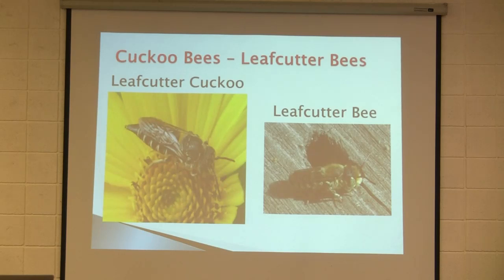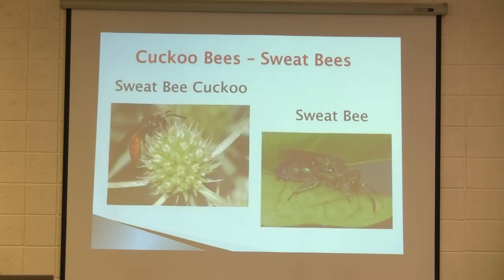There's a leafcutter cuckoo that mimics the leafcutter bee, and you can see better that they have less hair, a lot less hair than the native bee. The sweat bee, one of the cuckoos, is a lot different than the sweat bee. It has a red body instead of the blue-green metallic.